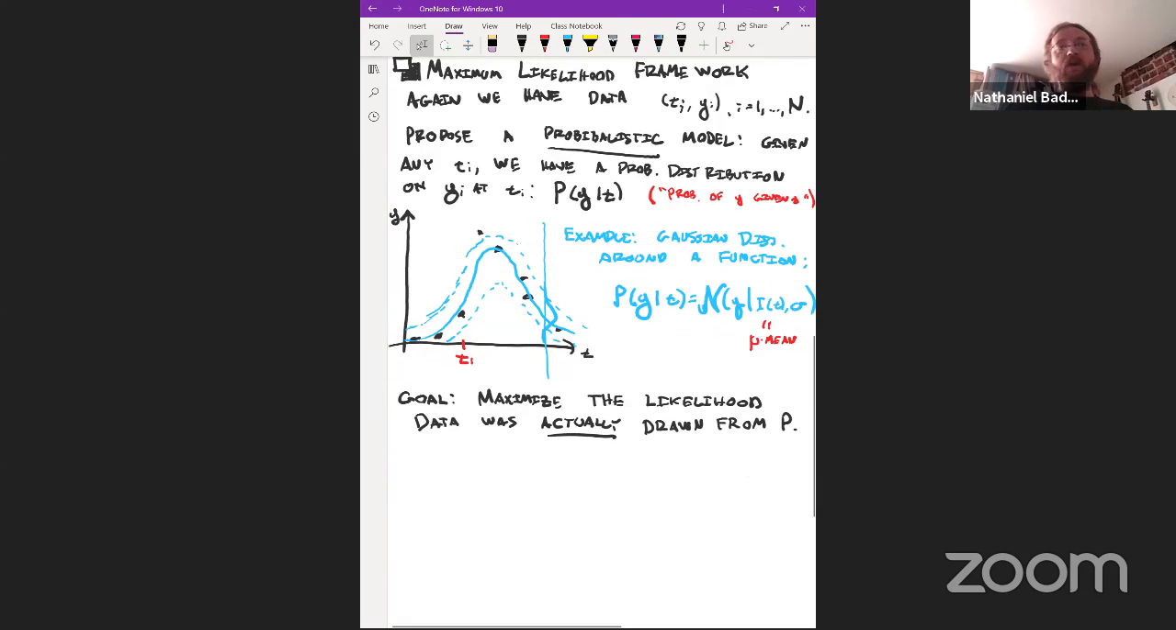Okay. So the likelihood in this case is fairly straightforward. We're just going to use the probability density function. The likelihood that a single data point, ti, yi, came from P is just given by the density function.